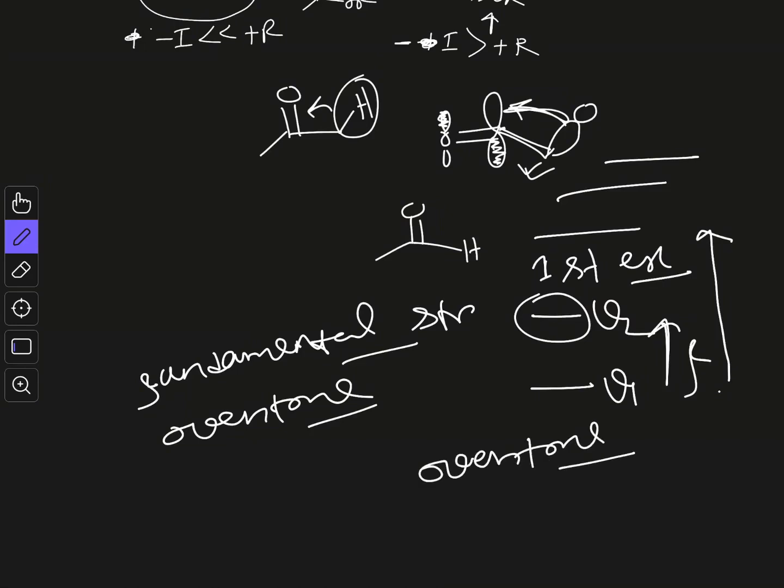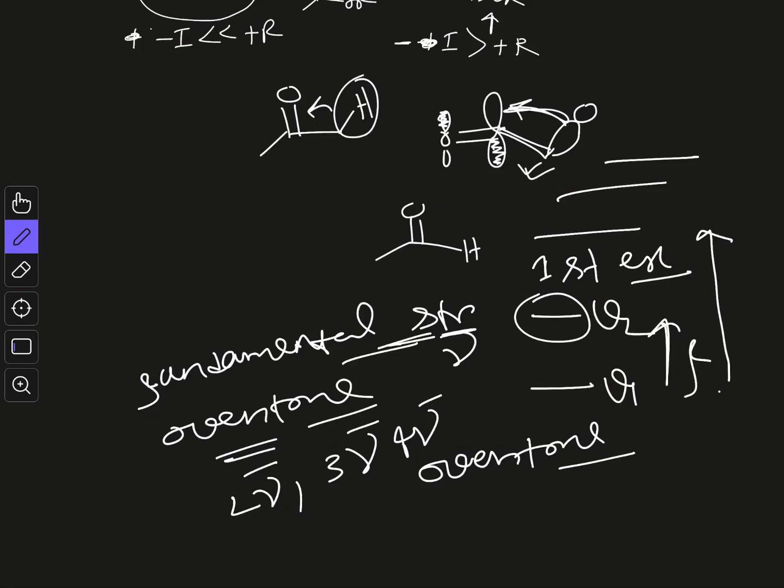And if your fundamental stretching is around nu bar for a certain bond, then the overtone will be an integral multiple of it, so that is, we express in nu bar scale. So if your fundamental stretching is let's say nu bar, then your overtones will be 2 nu bar or 3 nu bar, 4 nu bar, like that. That is the integral multiple of nu bar.